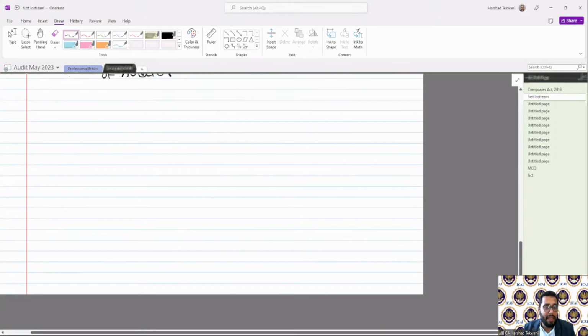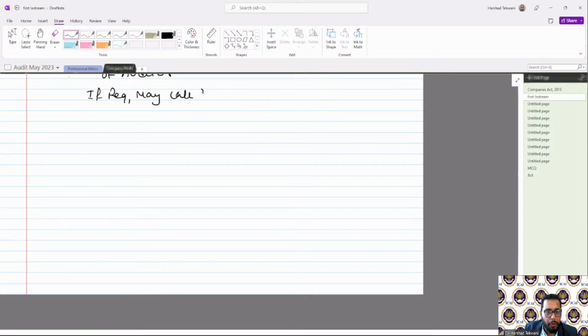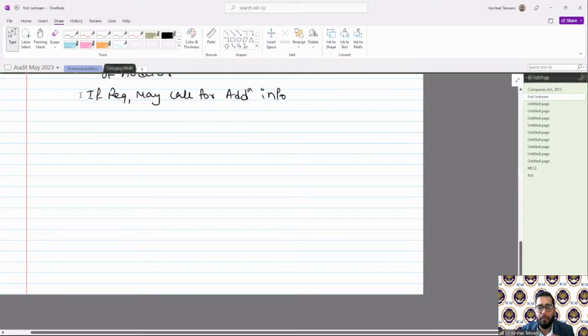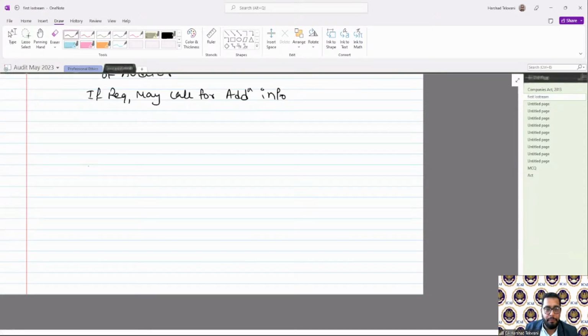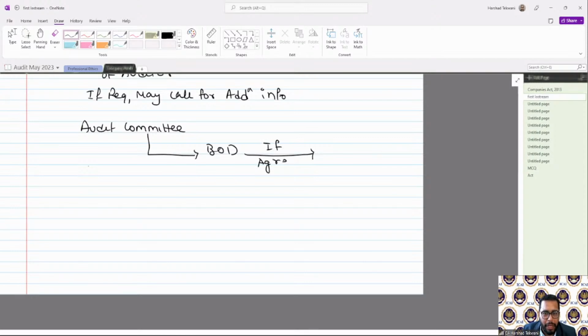Then, if required, the board of directors or audit committee may call for additional information. That depends upon the information that has been provided to them and what additional information they require. Now, if they are satisfied with the information and qualification, the audit committee will refer the name to the board of directors, and if the board of directors agrees on the name suggested by the audit committee, the name will be proposed in the AGM.